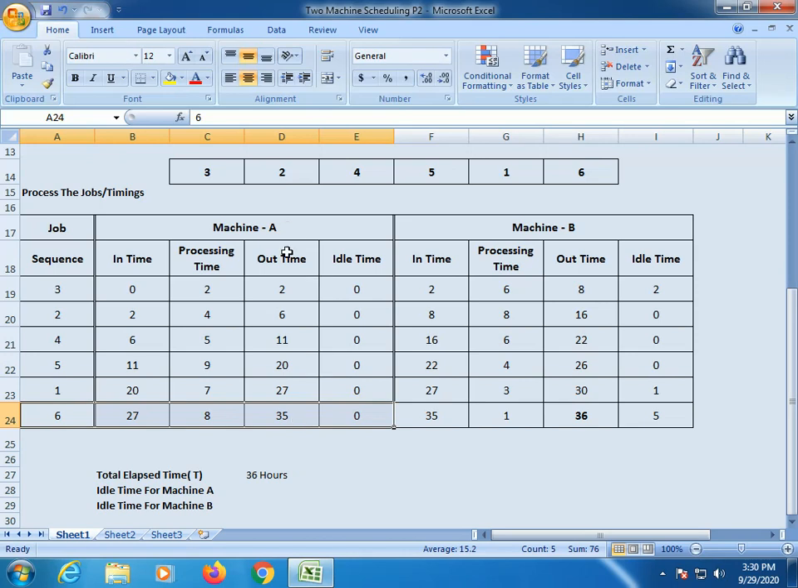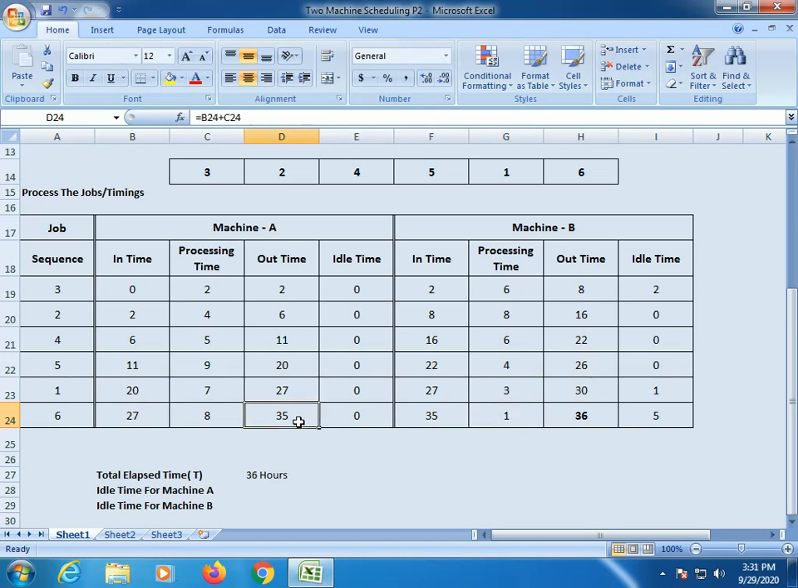On machine A at the 35th hour we performed job 6, and that job will be forwarded to machine B. How much time will it take on machine B to perform the job? Job 6 will take 1 hour to process on machine B.